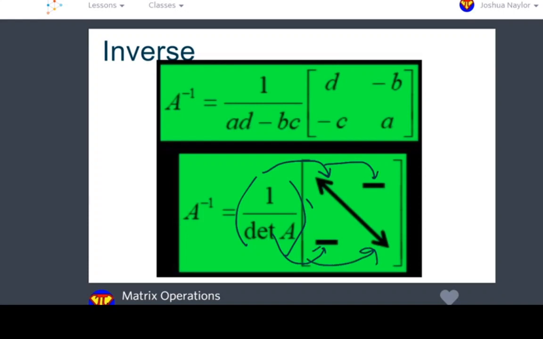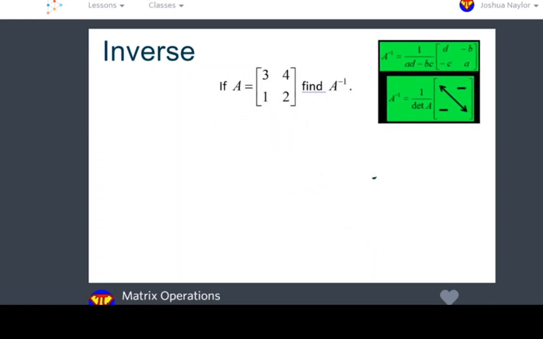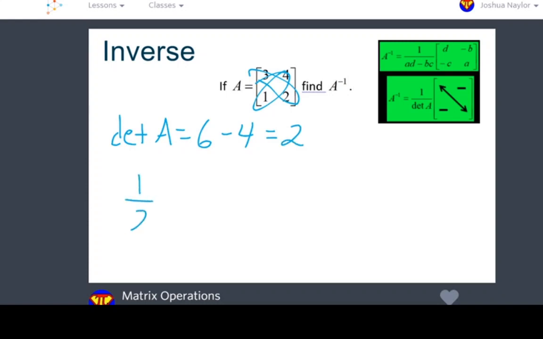So let's see if we can apply the formula for the inverse of a matrix to this particular problem. It looks like the first thing we need to do is find the determinant. It's nice to label that as the determinant of A. And of course, that would be the diagonals multiplied, then subtracted. And so we get a determinant of 2. Now what you want to do is put that 2 in the denominator of a fraction, 1 over 2. So you then can prepare to do the switcheroo.